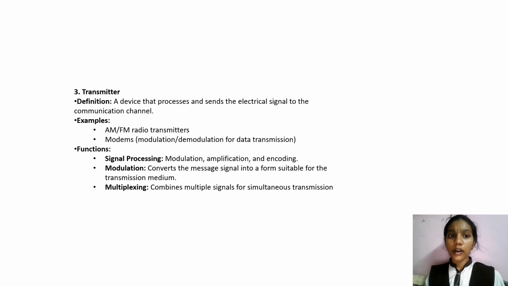And next one is the transmitter, the device that processes and sends the electrical signal into the communication channel. Examples: amplitude modulation, frequency modulation, radio transmitter, modems, modulation and demodulation for data transmission. Functions: signal processing, modulation, amplification. Modulation converts the message signal into a form suitable for the transmission medium. Multiplexing combines multiple signals for simultaneous transmission.